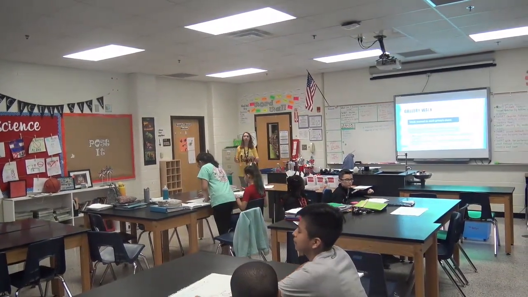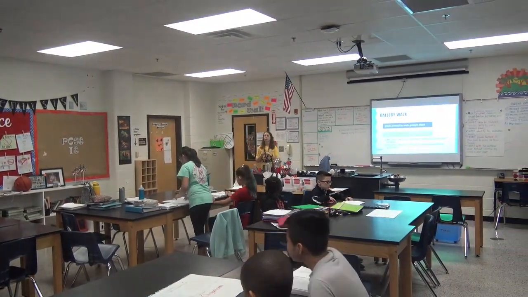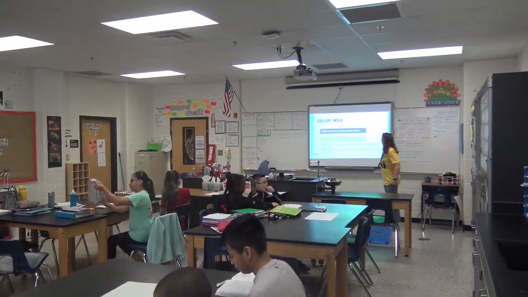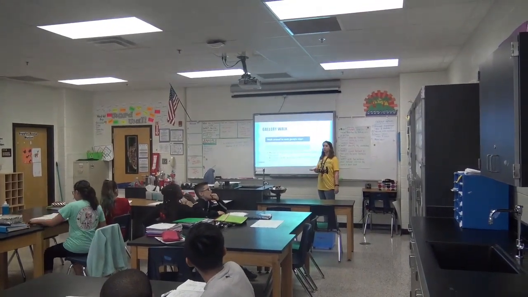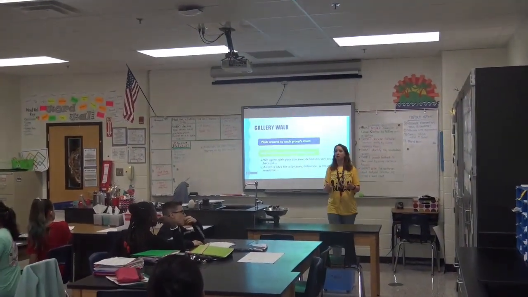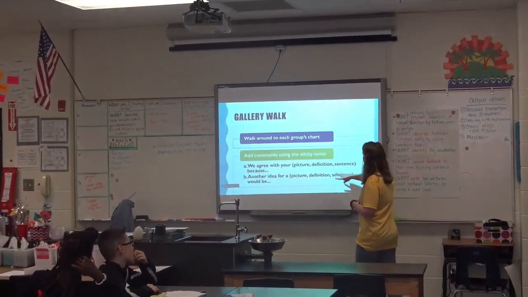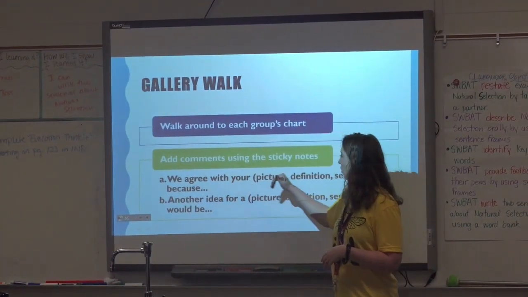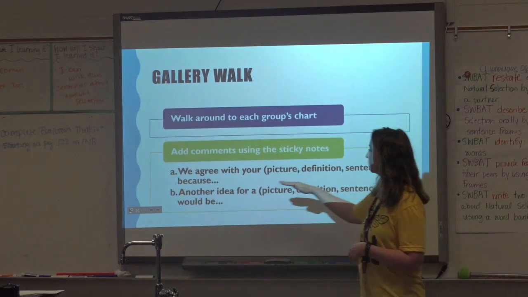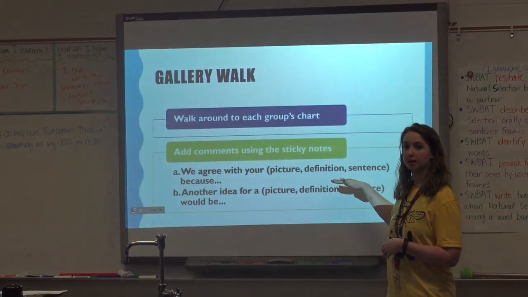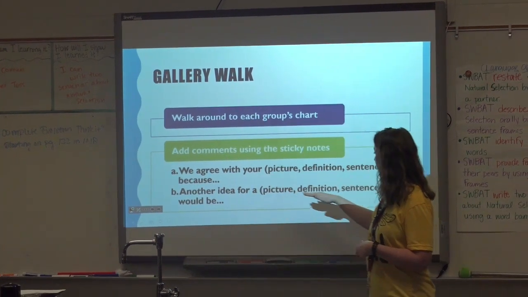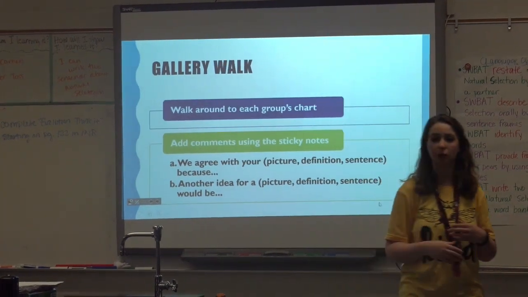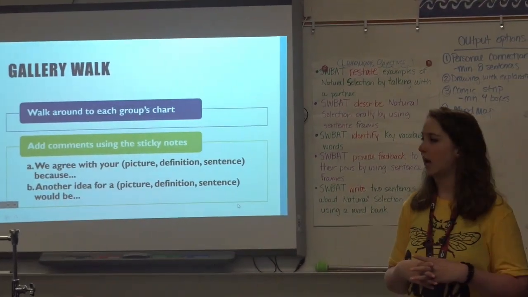Okay, we are going to stand up and walk around to different charts. But before we stand up, let's go over what we're going to write on our sticky notes that I gave you. Okay? So you are going to add comments to people's charts about their key vocabulary word. Okay, so I have 2 sentence stems for you guys to choose from. We can either write, we agree with your picture, definition, or sentence because, so we need to have a because here. Okay, another idea for a picture, definition, or sentence would be, okay, so we're doing our descriptions. We're trying to explain based on our key vocabulary words.